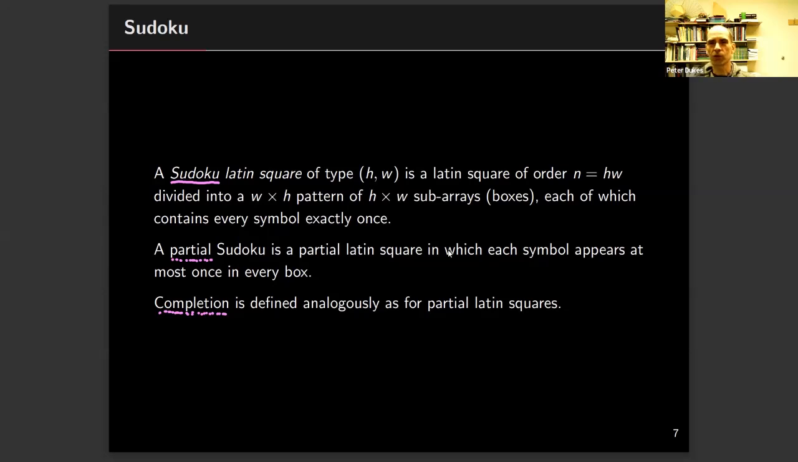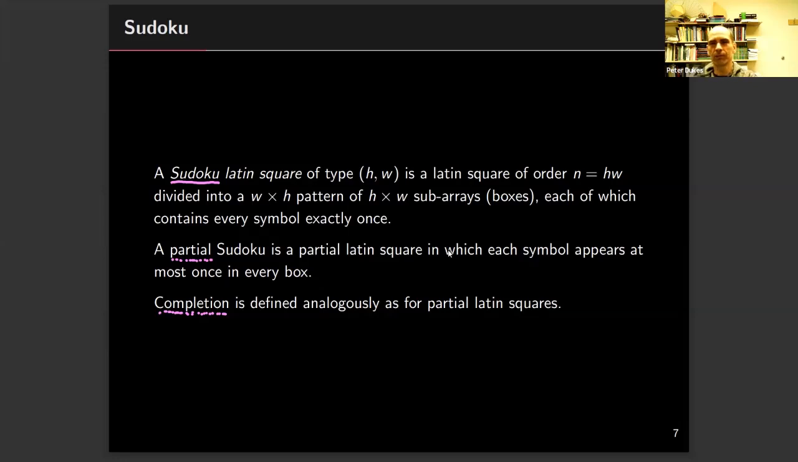Just like with a partial Latin square, a partial Sudoku is just a partial Latin square where you don't use a symbol too often in a box. For anybody who doesn't know, the important part about the Sudoku is that in addition to the Latin square conditions, we aren't allowed to have a symbol occurring in a box more than once. And that means that since the box has n cells in it, the box has every integer from 1 to n when we've completed it.